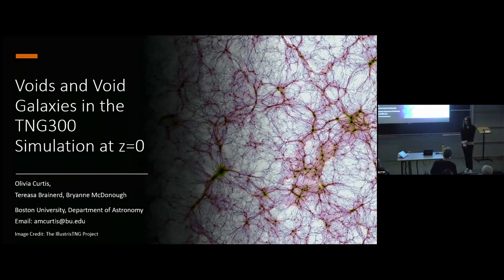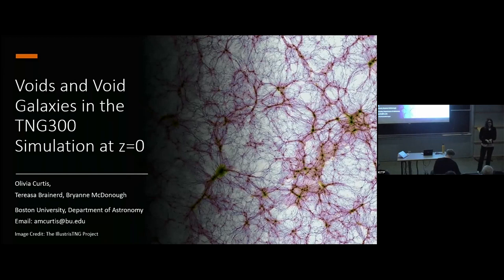My name is Olivia Curtis. I'm a graduate student at Boston University. I've been working with my PhD advisor, Professor Teresa Brainerd, examining how the location of a galaxy within the cosmic web can affect its overall global observable properties.